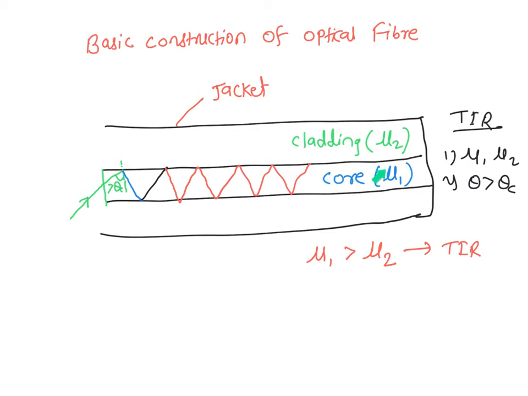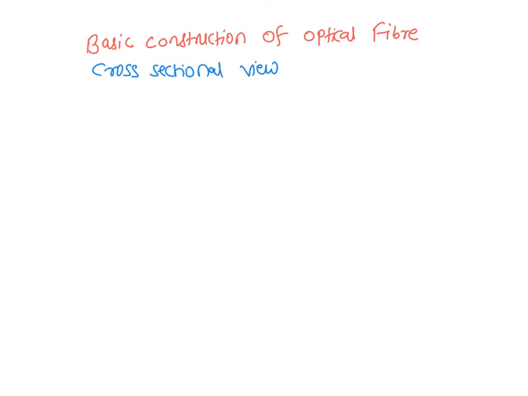All of the light will remain in the core, because we know that in TIR no light will escape into the cladding. So here we can say this cladding reduces the scattering loss at the core surface. That is another function of cladding.